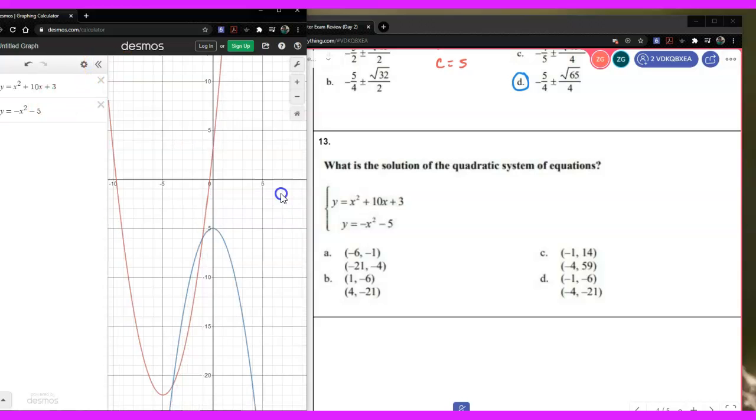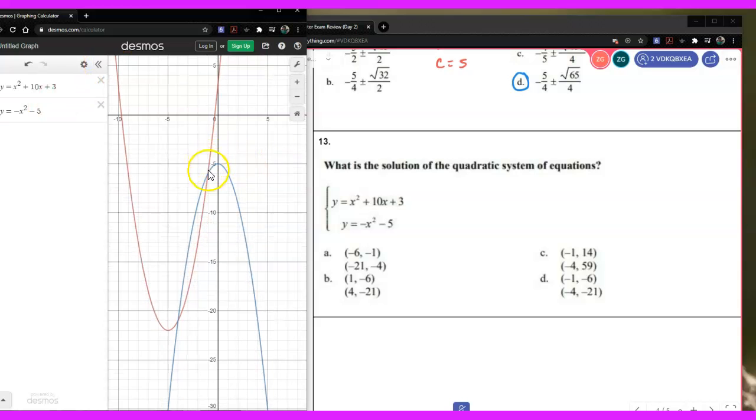And you're going to notice that the two parabolas intersect, and they intersect at negative 1, negative 6, and they also intersect at negative 4, negative 21. So your answer is D. So that is just an intersection. Make sure that you copy Desmos down when you're working this out. Okay, make sure you do that.